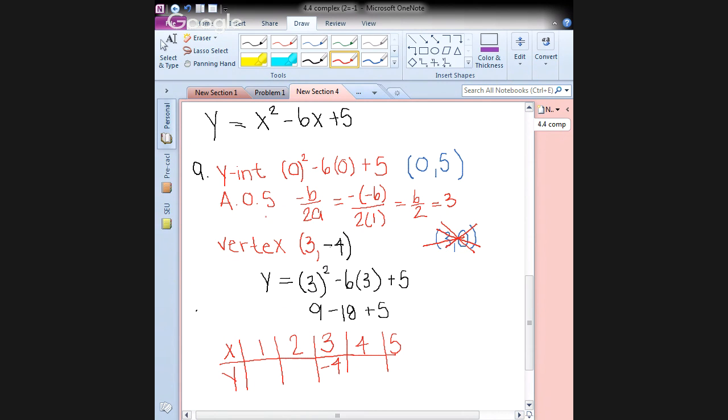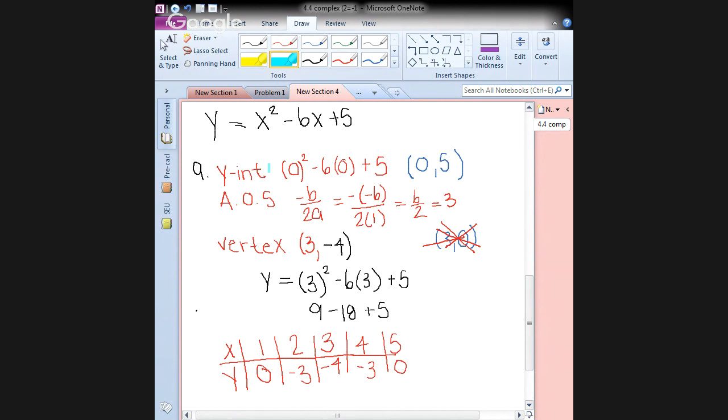So when I plug in a 1, I get 0. When I plug in a 2, I get -3. When I plug in a 4, I get -3, and then when I plug in a 5, I get 0. So I would go ahead and take those points and plot them.